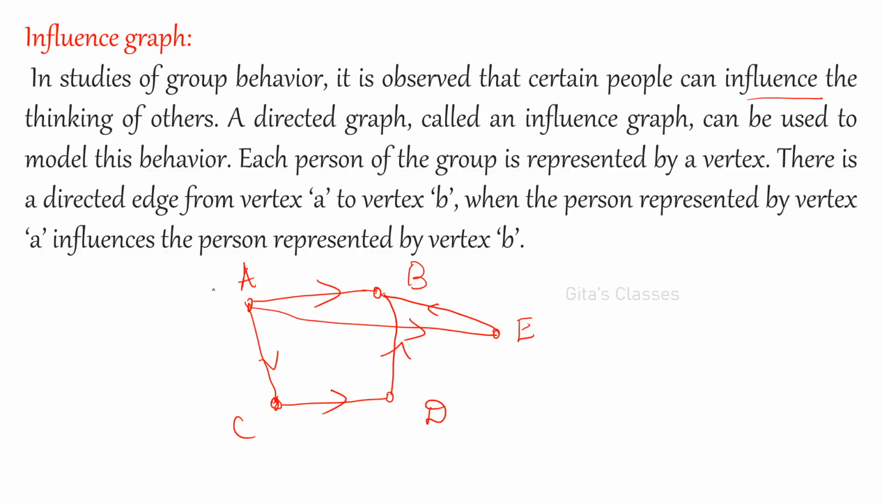Now you can observe A does not get influenced by anyone. Understood? A is influencing E, A is influencing B, A is influencing C. So A is not influenced by anyone. What about C? C is getting influenced by A, but C can influence D. And D can get influenced by C and D can influence B, and so on. This is the representation.